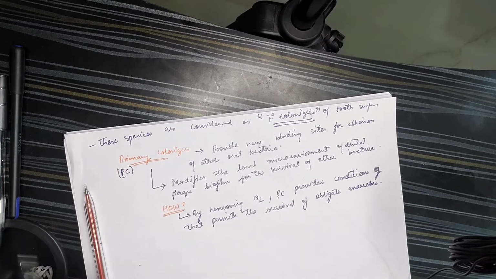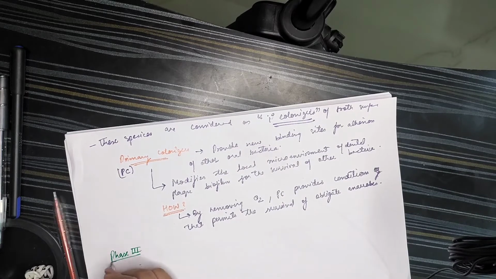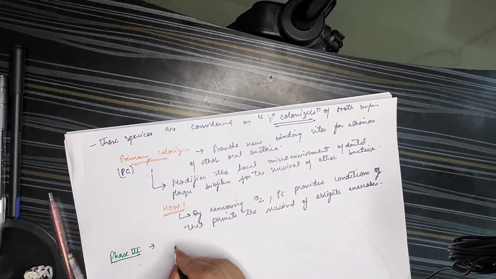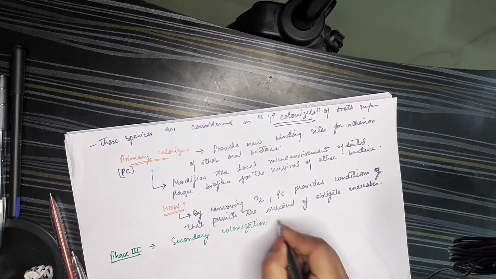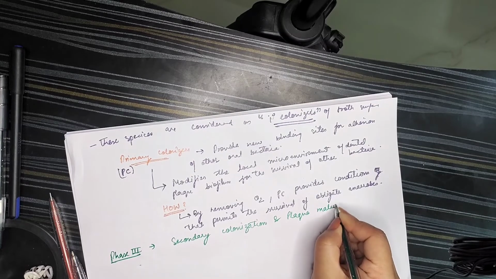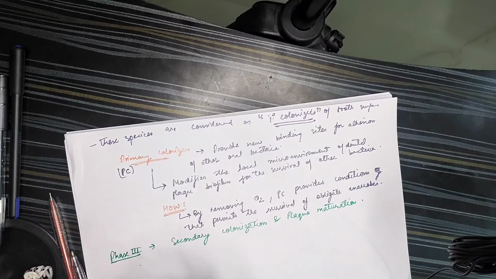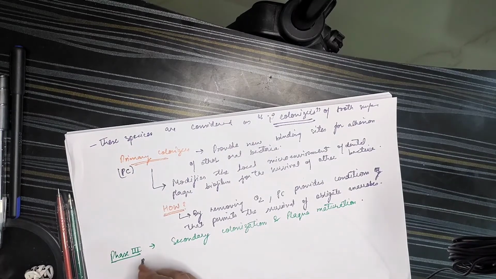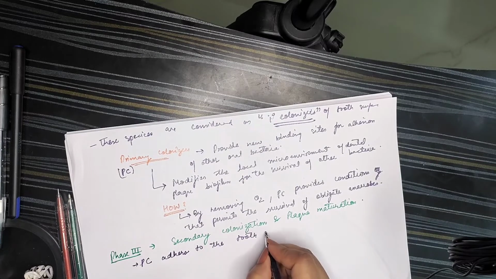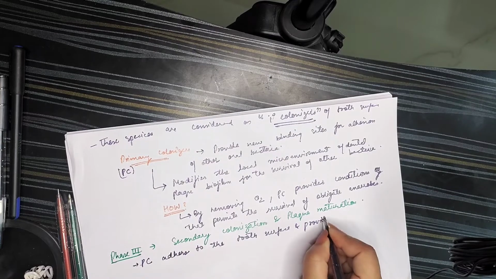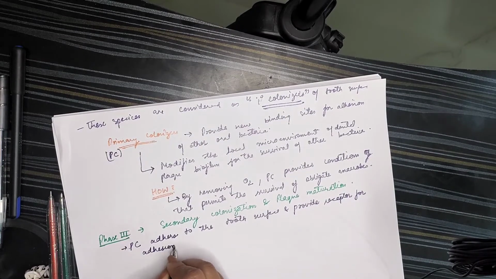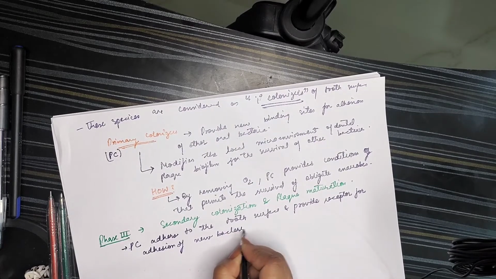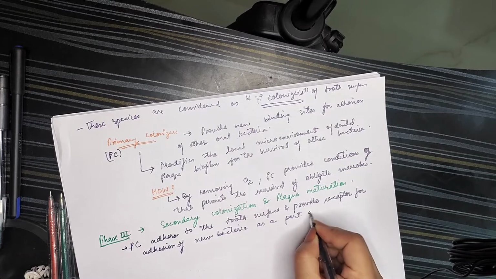Okay, now phase 3. What happens in phase 3 is secondary colonization and plaque maturation. Okay, so primary colonizers adhere to the tooth surface and provide receptors for adhesion of new bacteria as a part of co-adhesion.